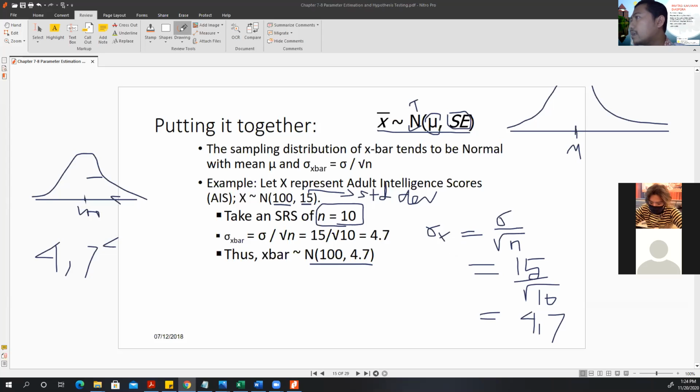I will show you how the distribution looks like.